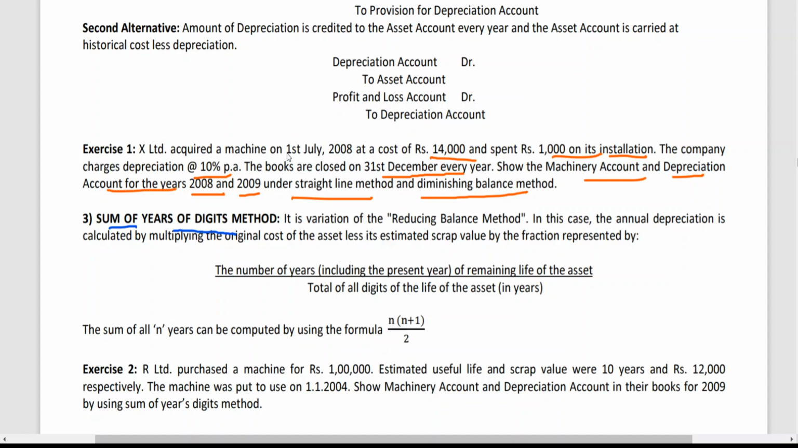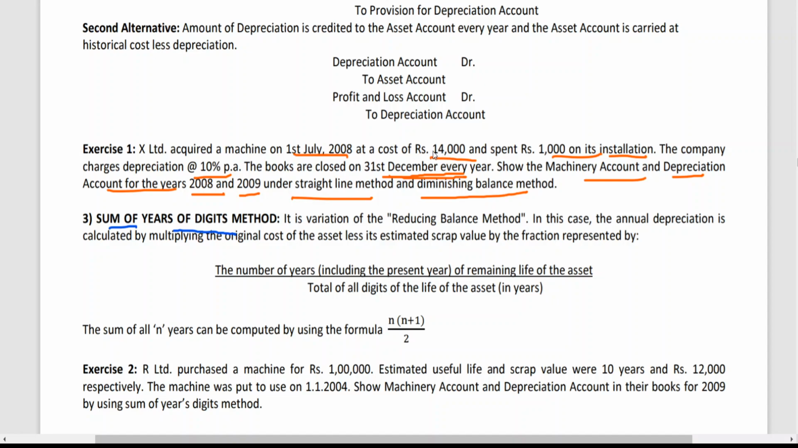So when you purchase machinery on 1st July, and you are closing your books on 31st December every year, initially when you buy the asset you need to calculate depreciation for 6 months, from the date of purchase to date of closing. Next year you can calculate depreciation for the full year. Now they are asking for the machinery account and depreciation account to be opened for how many years? 2 years, 2008 and 2009. Under which method? Straight line method and diminishing balance method.